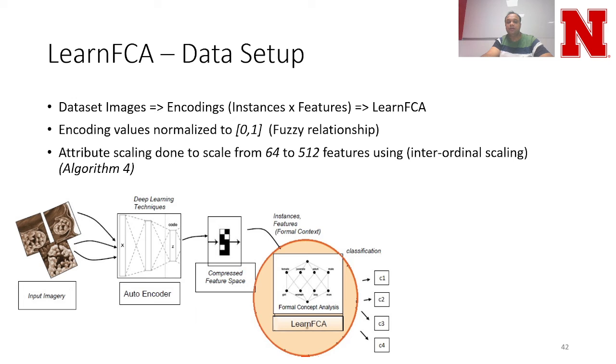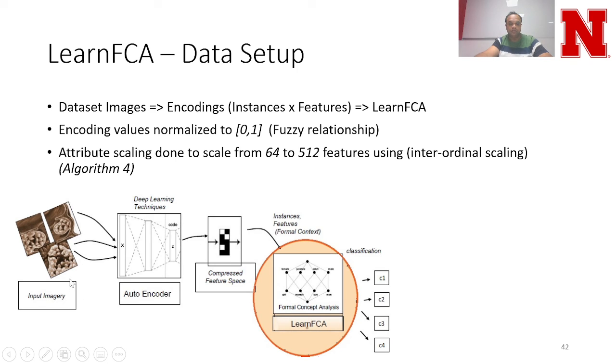So these encodings were initially double, but we normalized them to 0 to 1, so that we can now use the fuzzy relationship. And then we also did attribute scaling, because the original set of 64 attributes were now scaled to 512 using interordinal scaling, which we will see in the next slides. And then, so that we could capture meaningful relationships from the data.